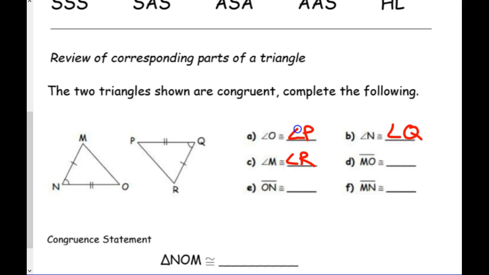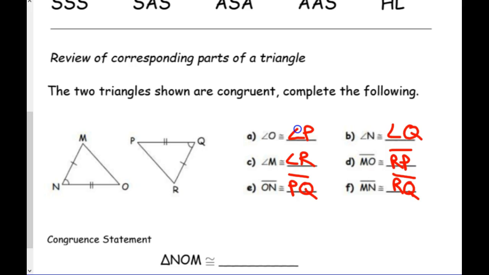RP. Now, last class someone said PR. Okay, kinda, but order matters. RP, okay? ON is corresponding and congruent to what? PQ. And then MN, RQ. Now at the bottom, we're going to make a statement about congruence. Okay? So triangle NOM is congruent to what?